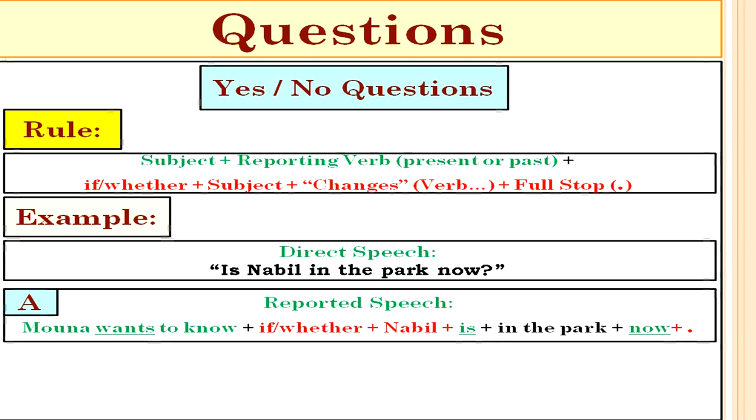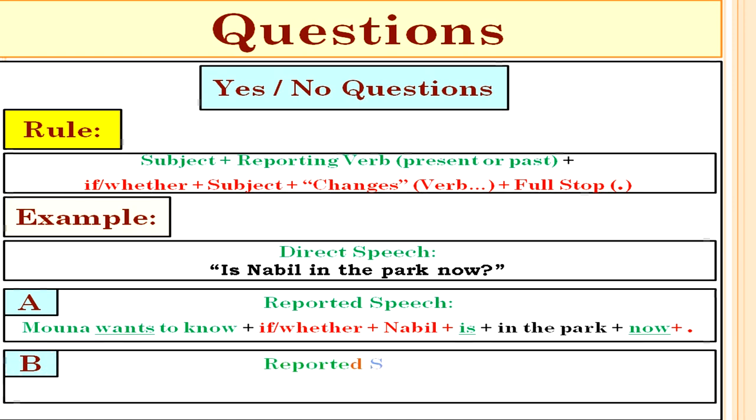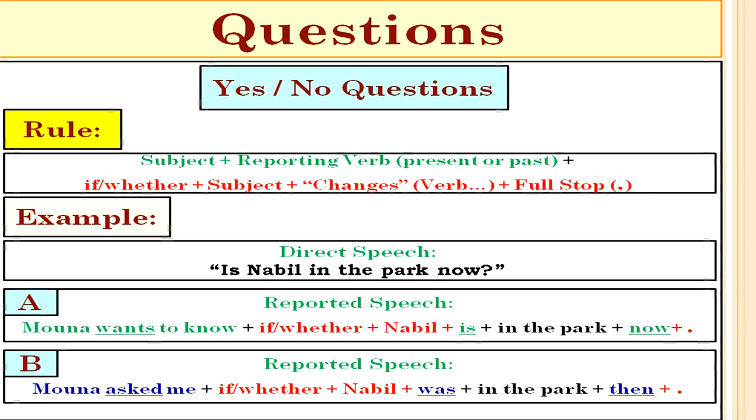In the second case, we have the reporting verb in the past tense. And the sentence is Muna asked me plus if or whether plus the subject Nabil plus the other changes. And here we have is, which is in the present simple. We need to change it because the reporting verb is in the past tense. So the present simple becomes the past simple. So is becomes was. Nabil was, plus in the park. And then we change the adverb now. And it becomes then.